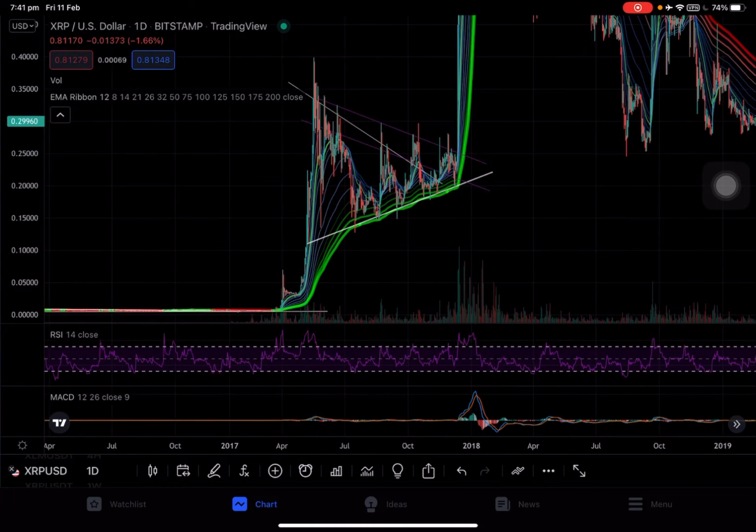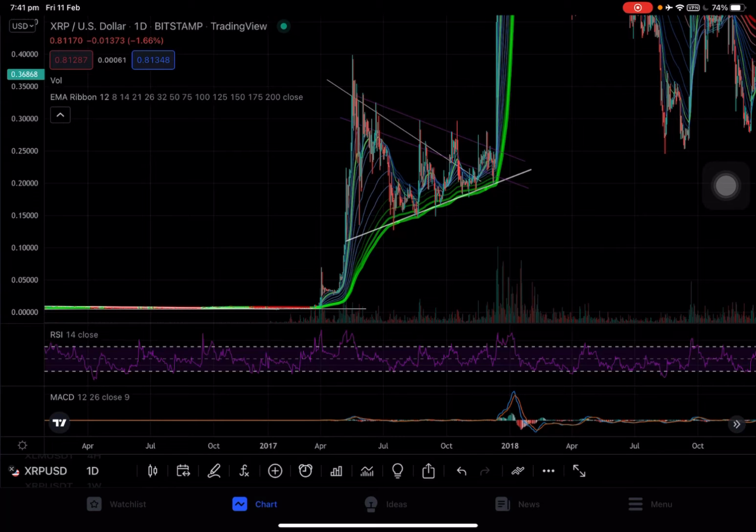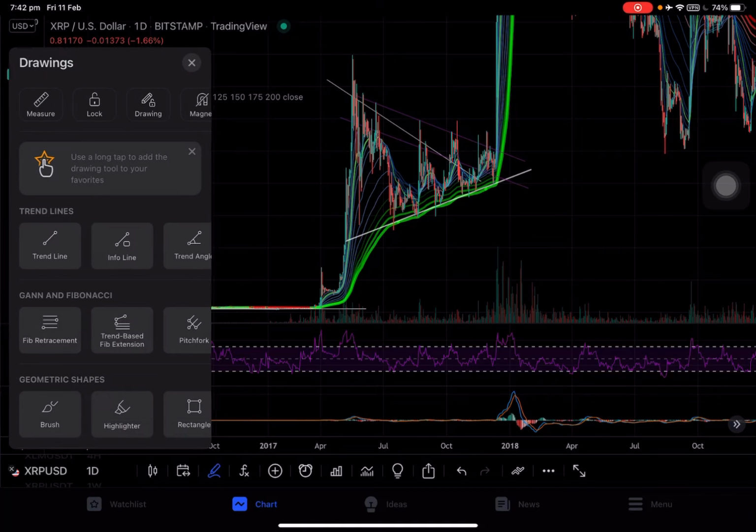We actually range. We've got this triangle formation happening here, this parallel channel kind of thing, and it really consolidates for a bunch of time. And this is really what we're seeing. This pattern is very similar to what we're seeing right now in the charts for XRP. So let's go and check out what the similarities are.